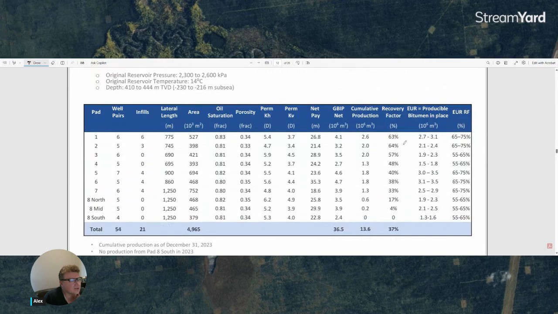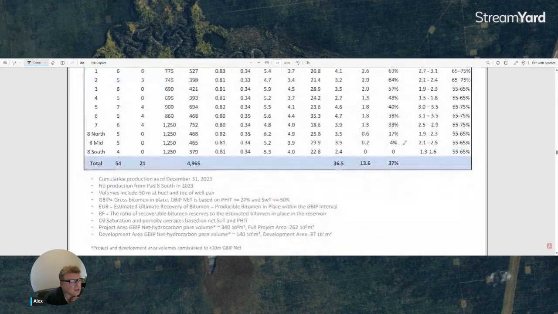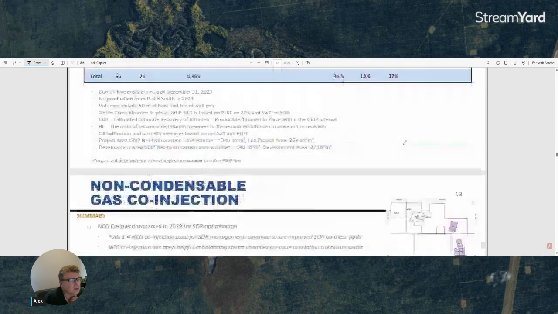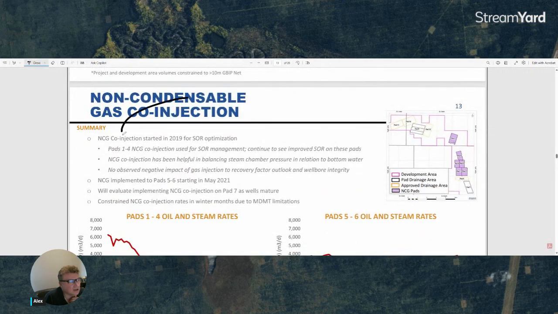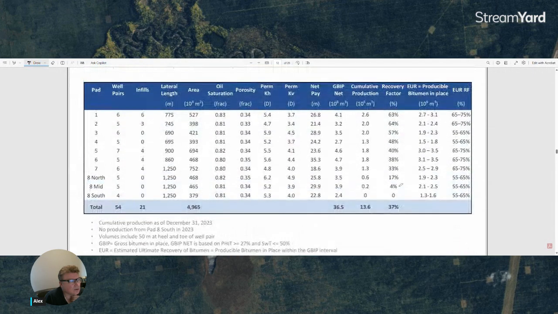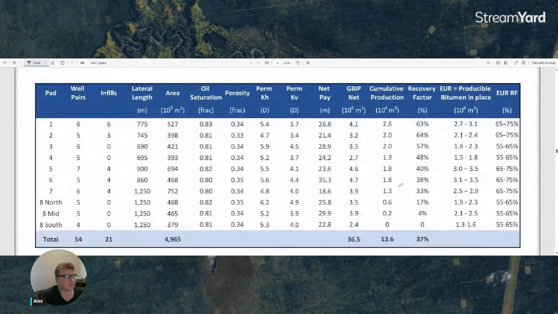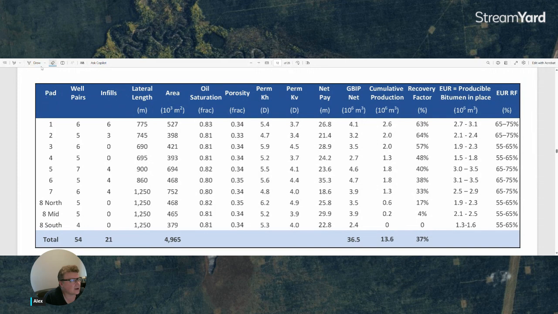Okay, so now we have some reservoir properties here as well, and that's kind of where I'm going to stop this. Maybe we'll talk a little bit more about NCG here, and then we're going to stop. So just like we did with MEG, you have a table here where you have the various pads, and then you have the inputs, right? So we talked about infills. They tell us exactly where they put the infills. For example, pad 7 will have 4 infills.